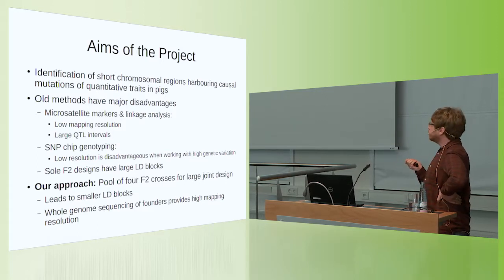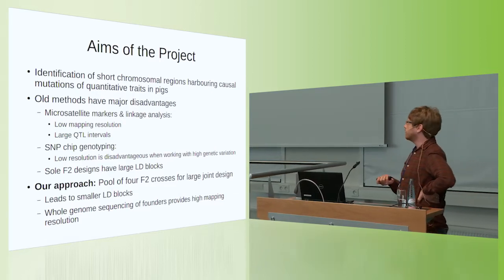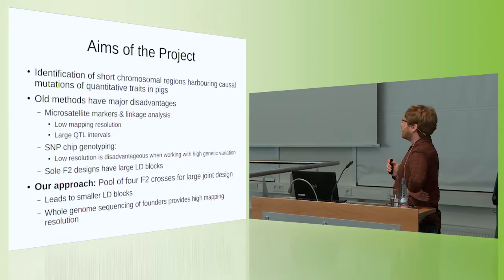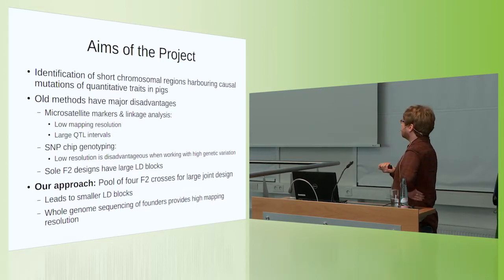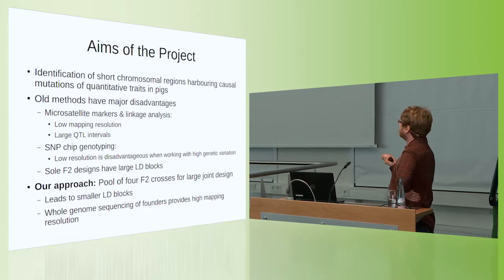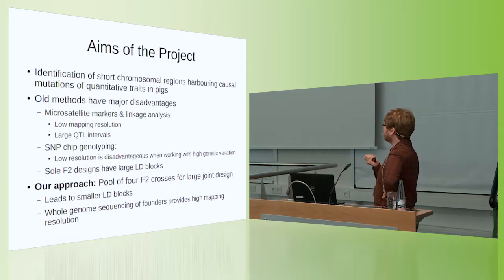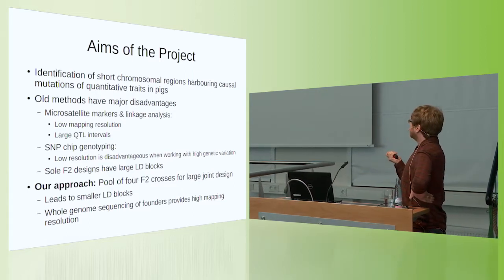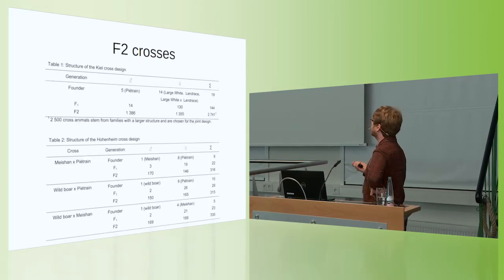When using SNP chips, you have the disadvantage of a low resolution, and when you work with a high genetic variation, like in pigs, it's a big problem. And if you only use isolated F2 designs, you have large LD blocks in these data sets. So to overcome these limitations, our approach is to pool 4 well-characterized F2 crosses into a large joint design, which will lead to smaller LD blocks. And using whole genome sequencing of the founding animals, we will have a very high mapping resolution in the end.